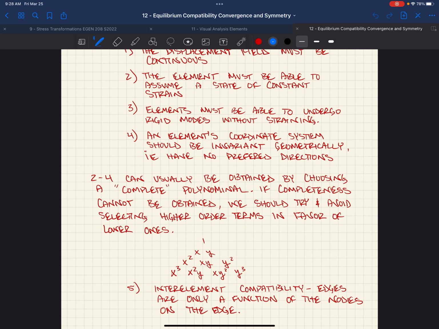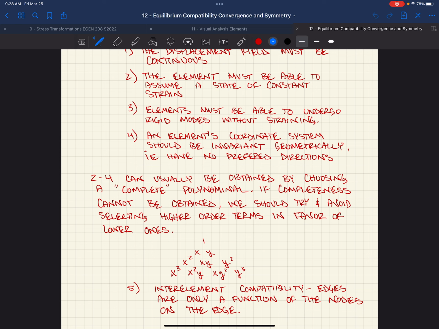usually can be obtained by choosing a complete polynomial, right? And we talked about Pascal's triangle, Pascal's pyramid when you guys were doing homework 2, right? So what does that mean, complete polynomial? Well, that would be basically trying to take an entire triangle off of Pascal's triangle. Okay? And that has been known to promote convergence, right? Essentially saying that we can have a state of constant strain, the element can undergo rigid body modes, and then there's no preferred directions, okay?